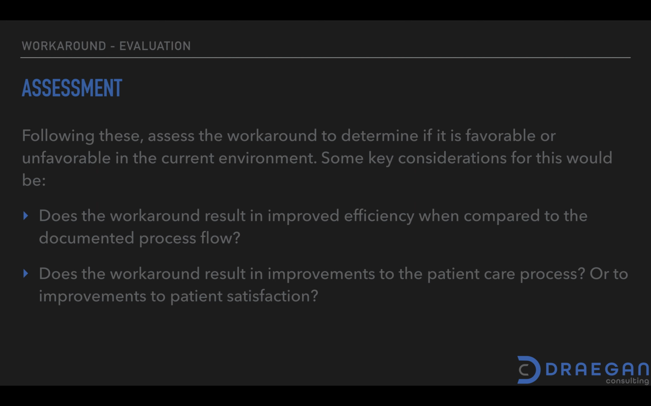So once you've asked all these questions and got some of the basic guidelines around the workaround documented and understood, the next thing you want to do is fully assess that workaround to determine whether it's favorable or unfavorable in your environment. So again, they can be both positive and negative. A lot of them tend to be more on the negative side. However, there certainly are positive workarounds out there. So when you're doing the assessment, some of the key considerations that you'll want to focus on are, does the workaround result in improved efficiency when it's compared to the documented flow?